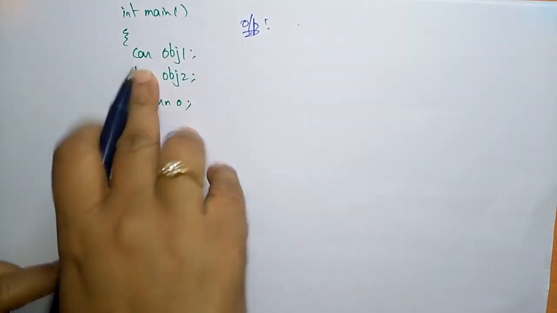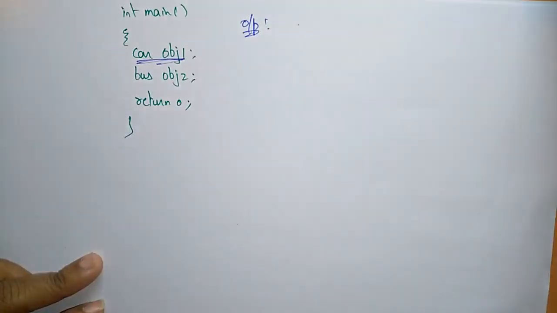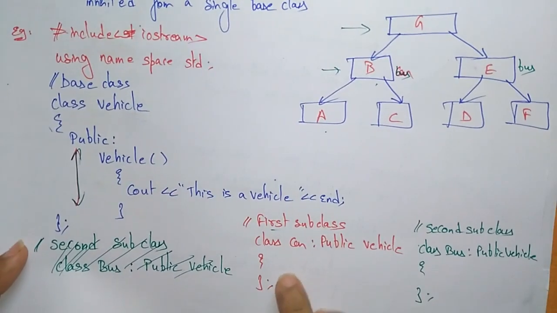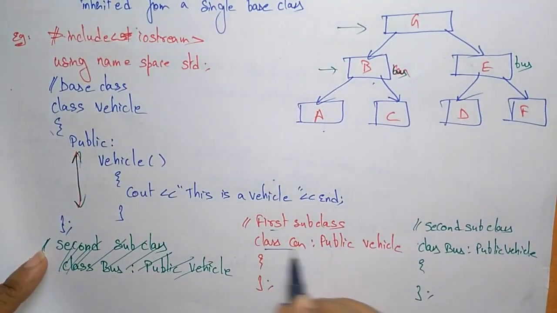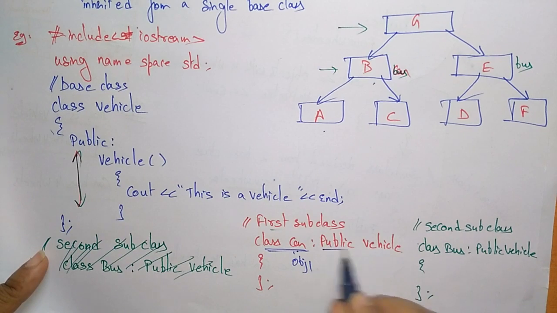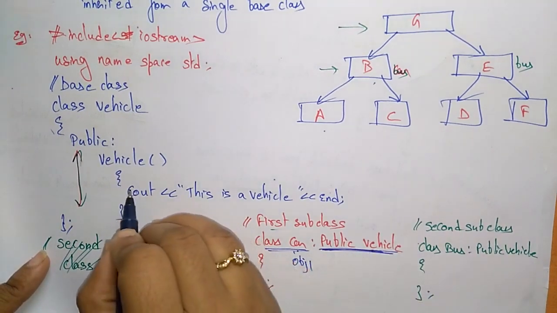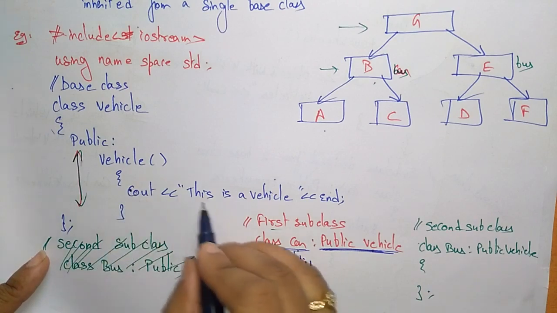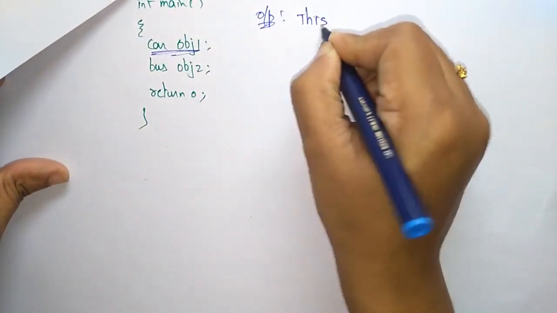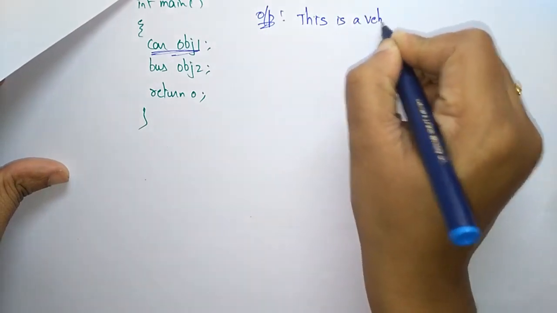Whenever I create car obj1, first it enters into the first subclass. For the class car, obj1 is the object created. So here it inherits the properties of public vehicle. It enters here and prints this is a vehicle. So the output for the first object is this is a vehicle.